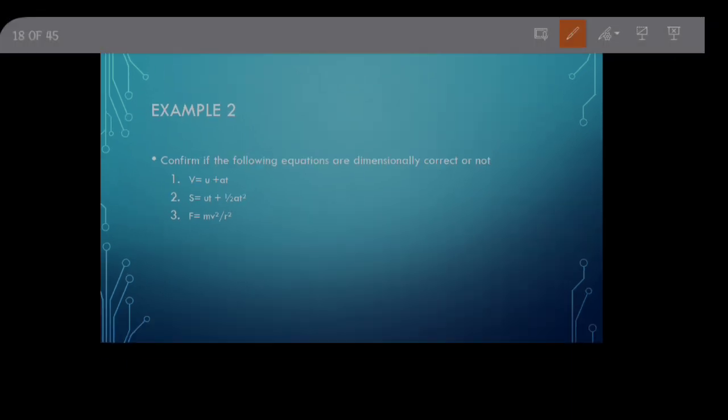What's the dimension for S? S is a form of distance, so it will be L. So we have L is equal to, what is U? U is the initial velocity, and that is LT raised to power minus 1 multiplied by our time T, plus what's our A? Since 1 over 2 is a constant and does not have dimension, we are not going to take it into consideration. Our A is LT raised to power minus 2 multiplied by our time T, but we are squaring it now.